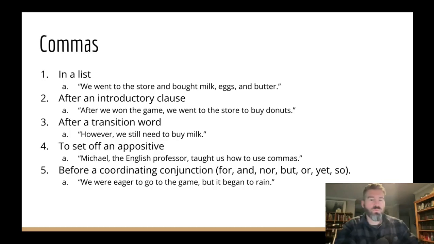And then before our coordinating conjunctions, most of the time, before a word like for, and, nor, but, or, yet, so, we're going to include a comma. Good practice. There you go.